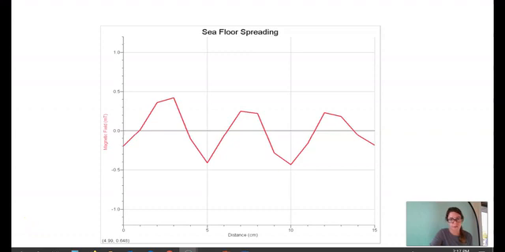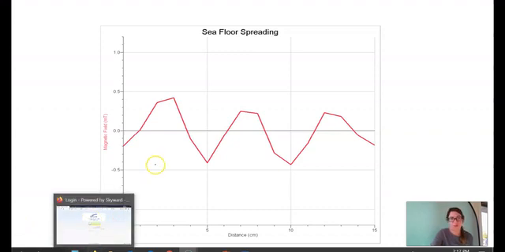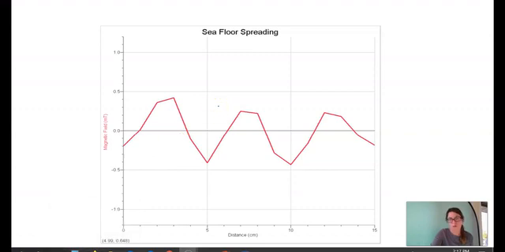Now that your graph is complete, we need to add a few more details to it. So we want to mark the center of our model to represent where the mid-ocean ridge was located. And so that's going to be at the 7.5 centimeter mark because our model was 15 centimeters long. So I'm going to find the 7.5 centimeter mark here looking along my x-axis, and then you should go ahead and lay your ruler right along that 7.5 centimeter mark and draw a line.